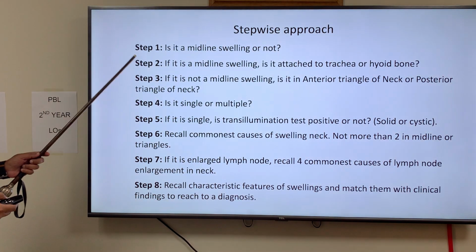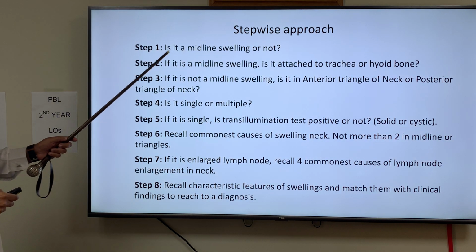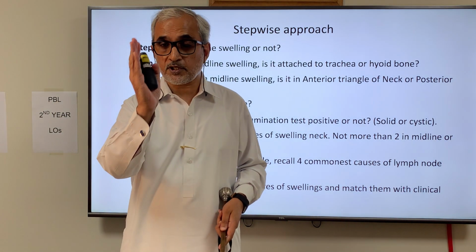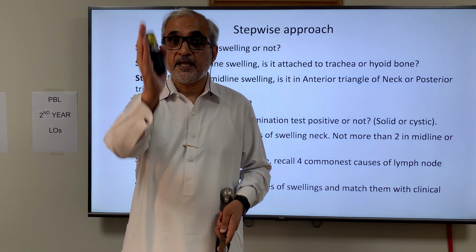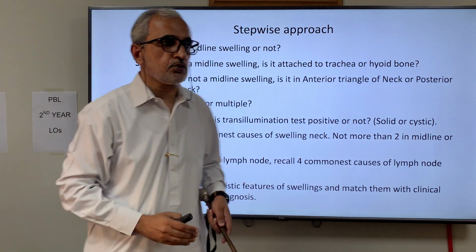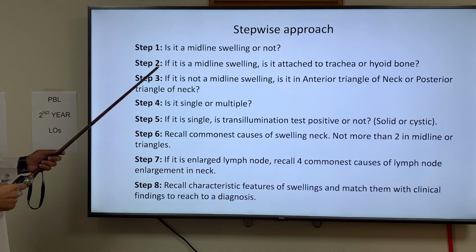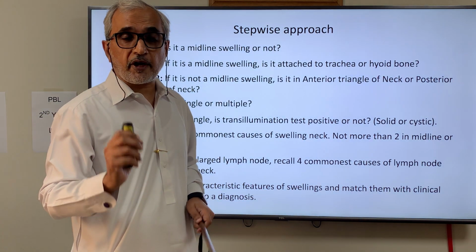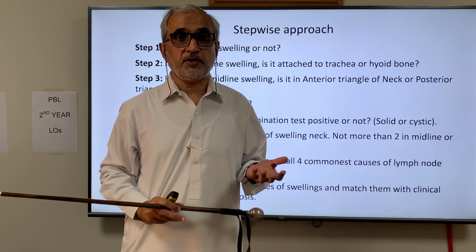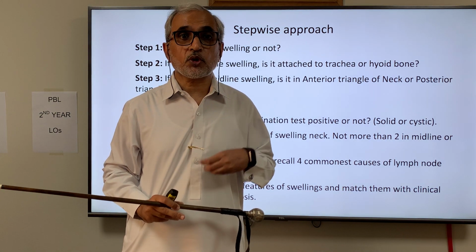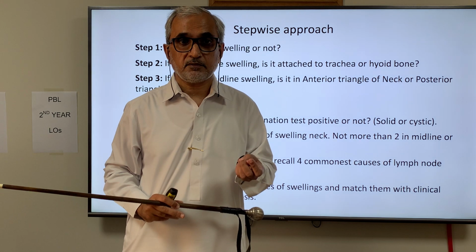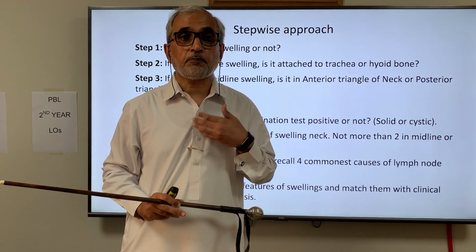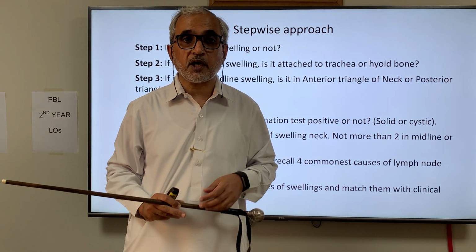In summary, step 1 is to determine: is it a midline swelling or not? When you stand in front of the patient, you should determine whether it is a midline swelling or not. If it is a midline swelling, is it attached to the trachea or the hyoid bone? By clinical examination, ask the patient to swallow and to protrude the tongue. Swallowing means attached to the trachea if the swelling moves, and protrusion of the tongue means the swelling is attached to the hyoid bone.